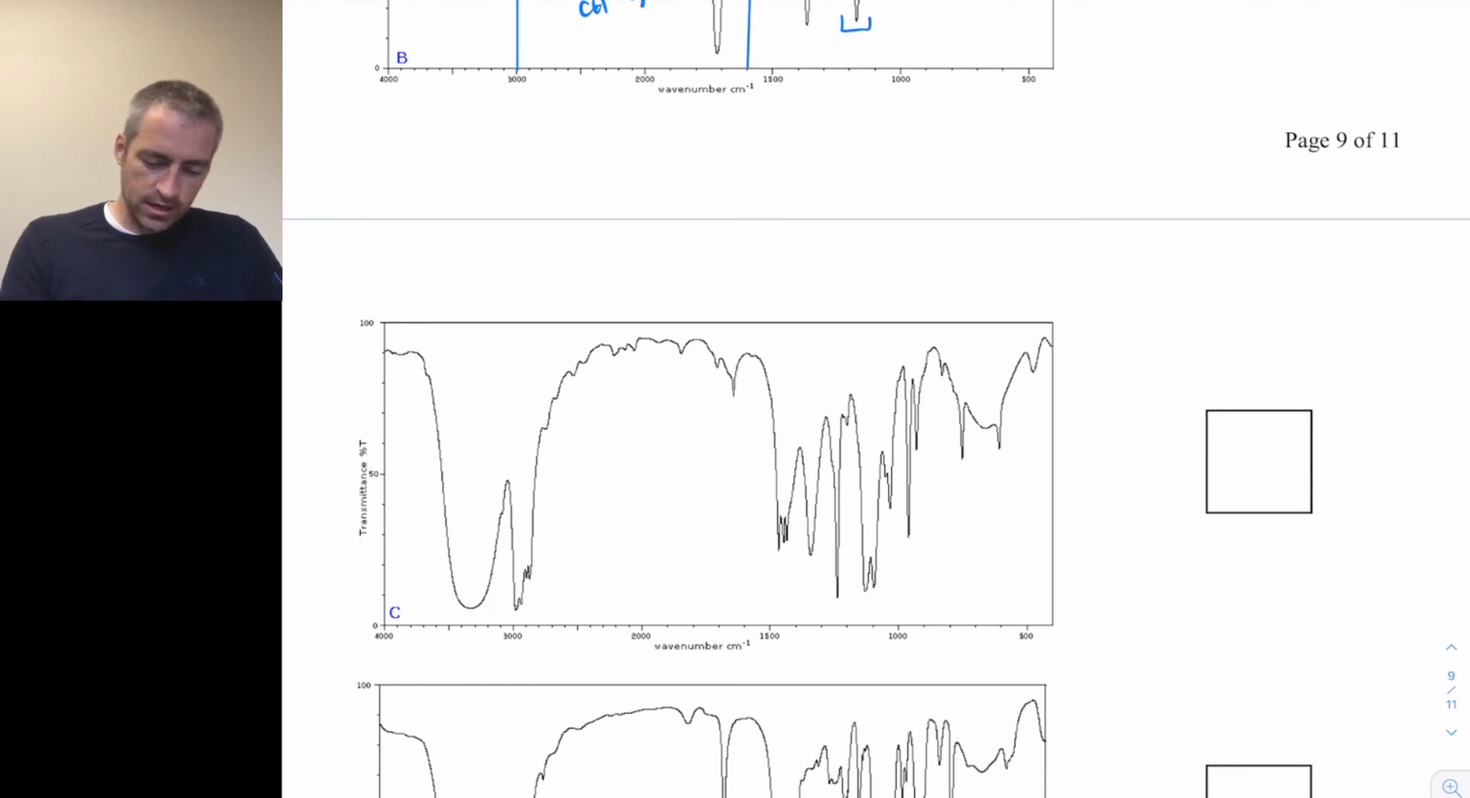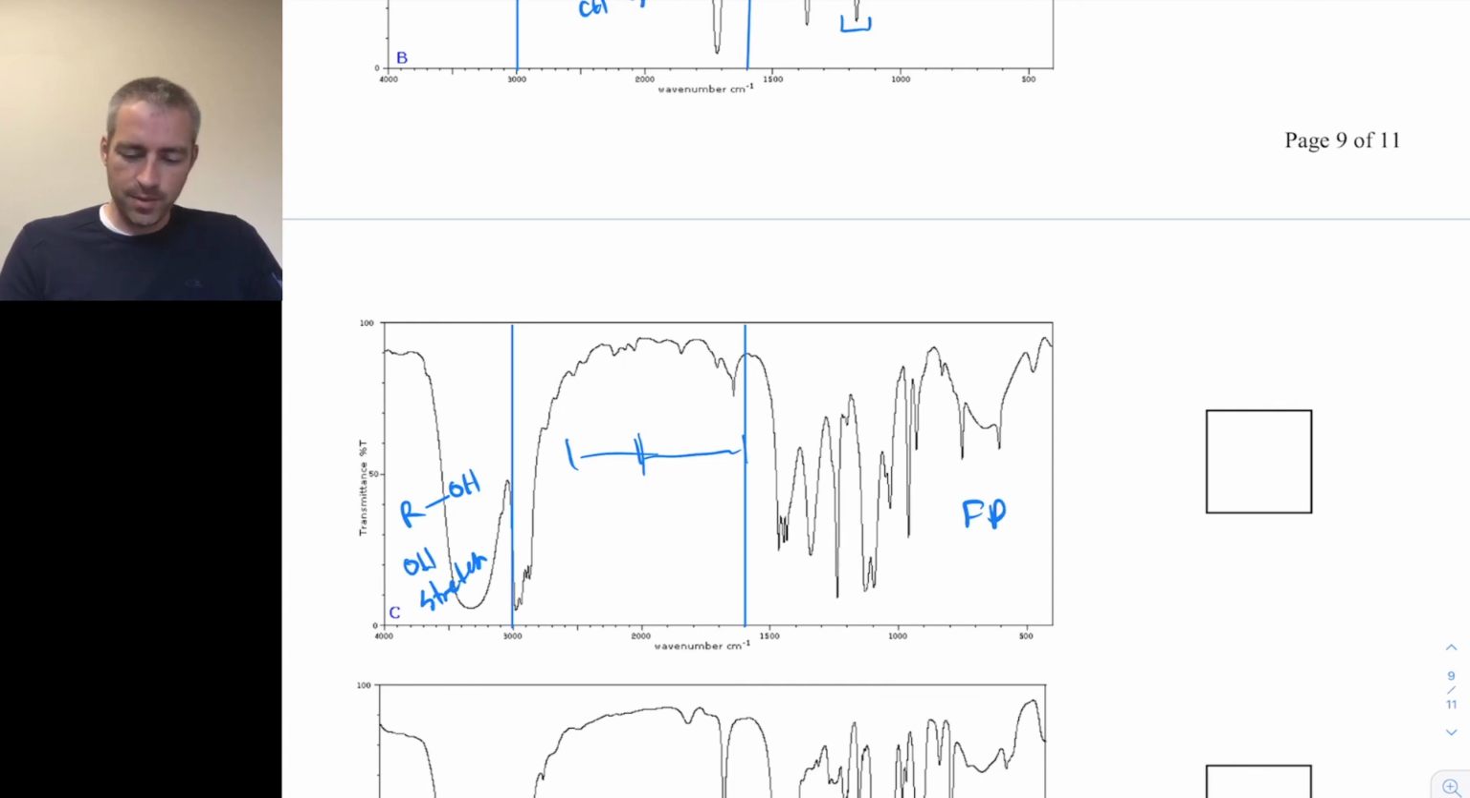Here, this looks like an OH, an alcohol ROH stretch. 3000 and 1600. This is fingerprint. A lot going on here. Not a lot going on in the double bond region, and not a lot going on in the triple bond region. No carbonyl, no carbon-carbon double bond, no Fermi doublet. A bunch of sp3 CH stretches.